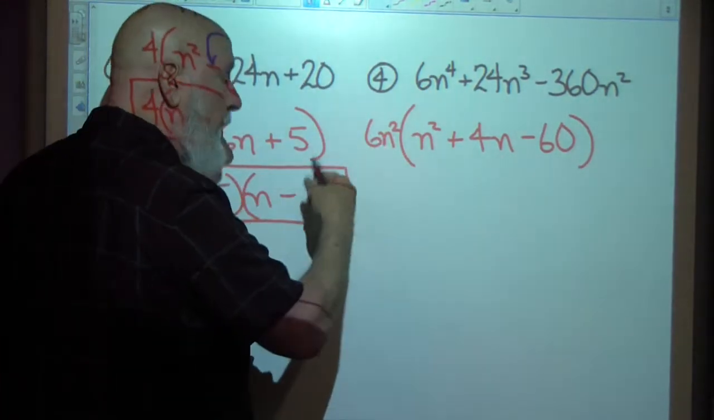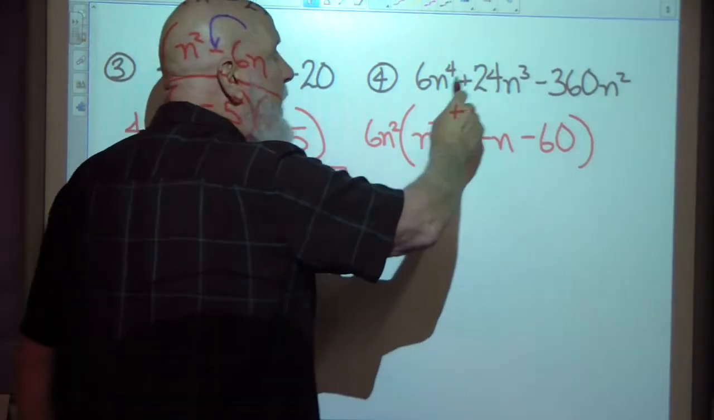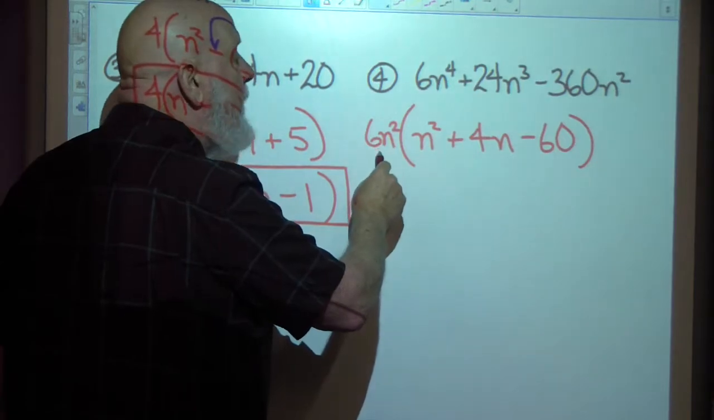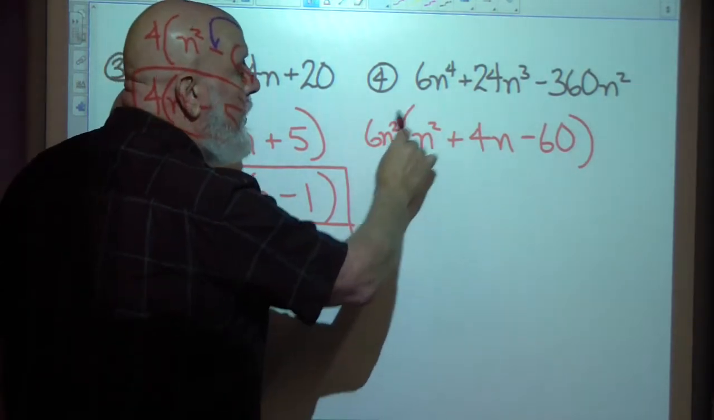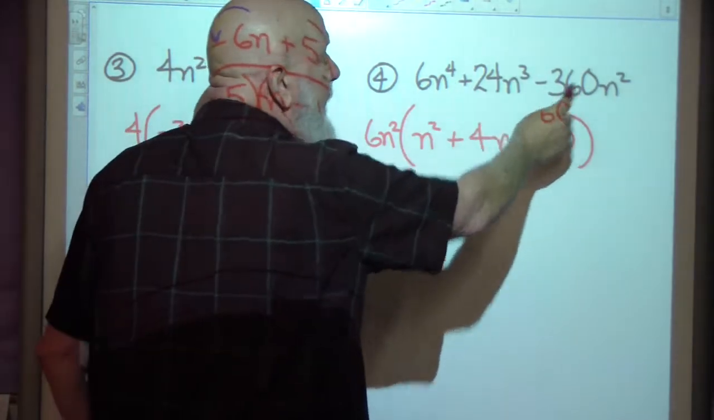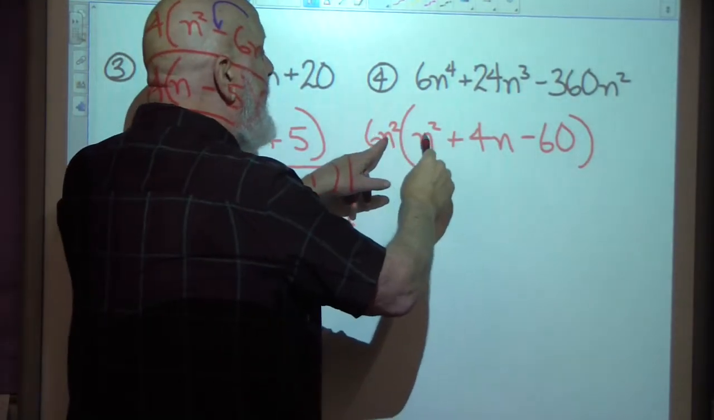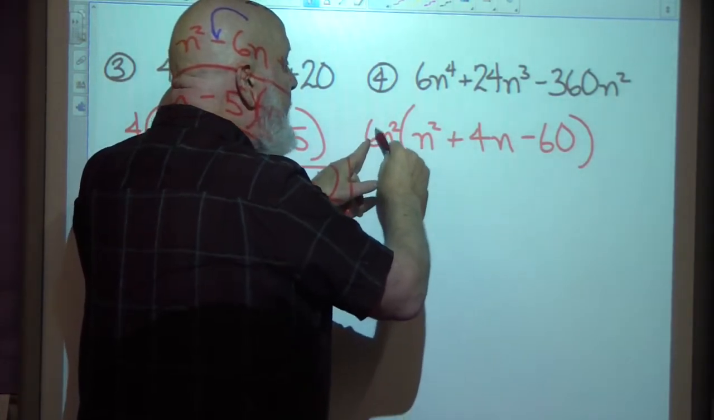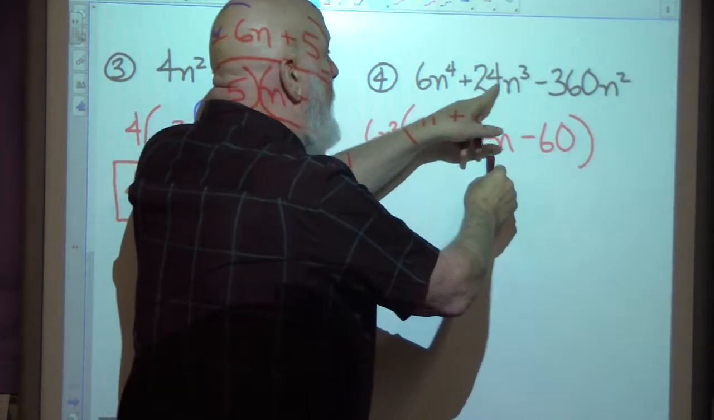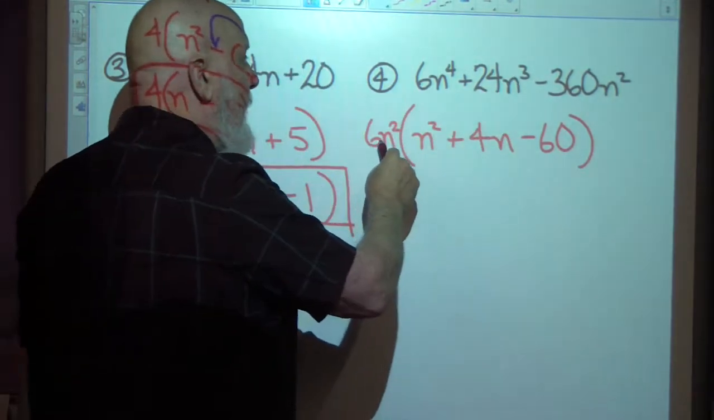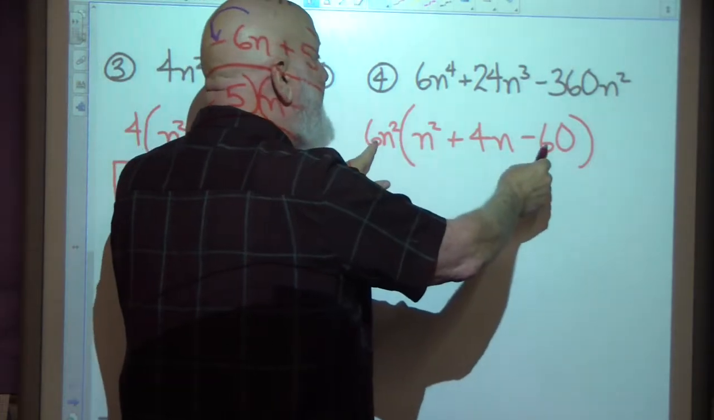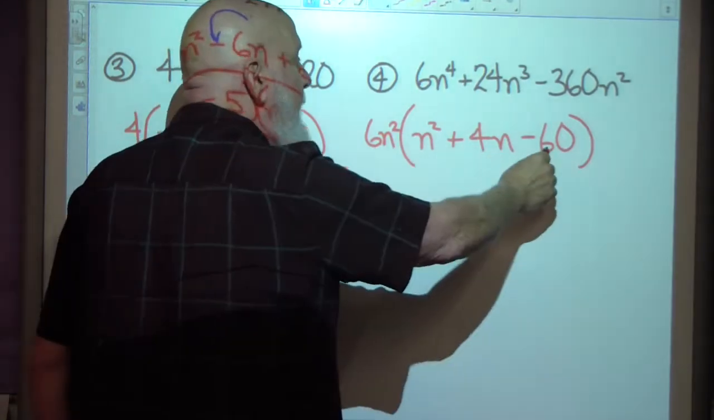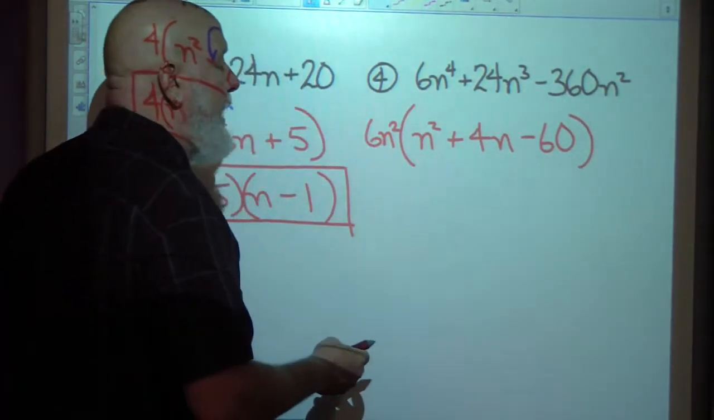So I factored out, hopefully successfully, the greatest factor that each one of those terms has, the greatest monomial factor. And now I'm going to check to see that I've done it correctly by using my distributive property and seeing if I indeed get this trinomial. 6n squared times n squared is 6n to the 4th. 6n squared times 4n is 24n to the 3rd power, or cubed, 24n cubed. And 6 times negative 60 is negative 360n squared.